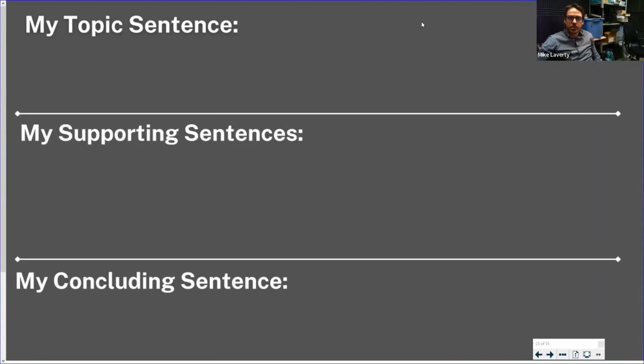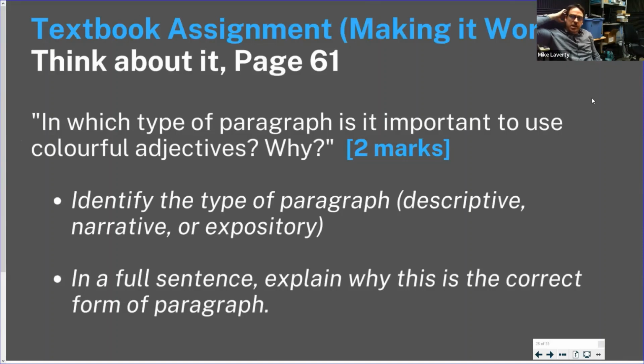All right, so let's jump into these assignments. So, textbook assignment from the textbook, Making It Work. Think about it, page 61. In which type of paragraph is it important to use colorful adjectives and why? 2 marks. So I want you to identify the type of paragraph. Is it a descriptive paragraph, a narrative paragraph, or an expository paragraph? And in a full sentence, explain why this is the correct form of paragraph. So step 1, choose one of those 3. Step 2, explain why you are right.